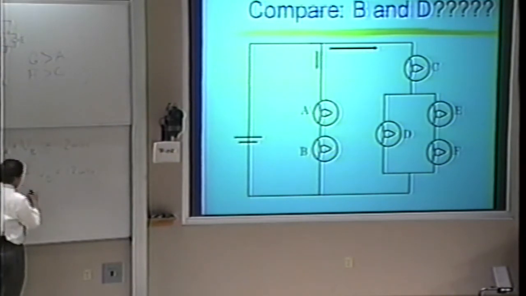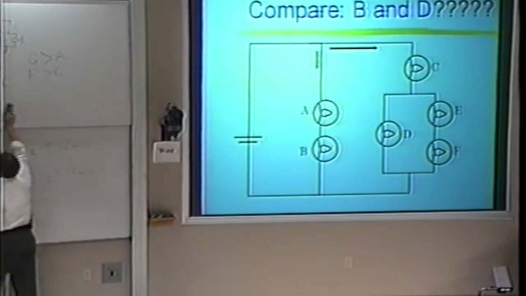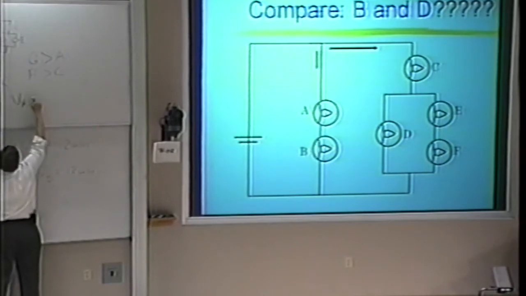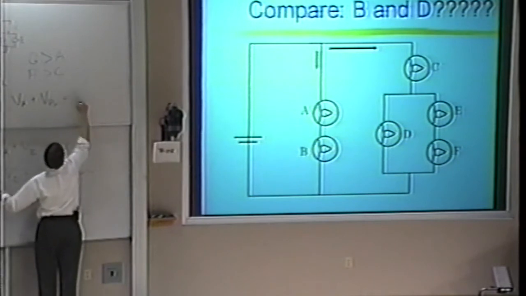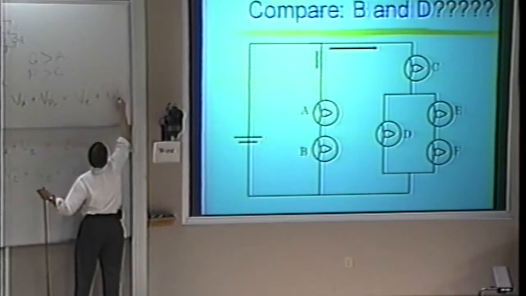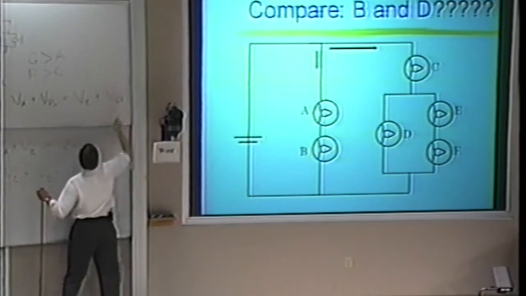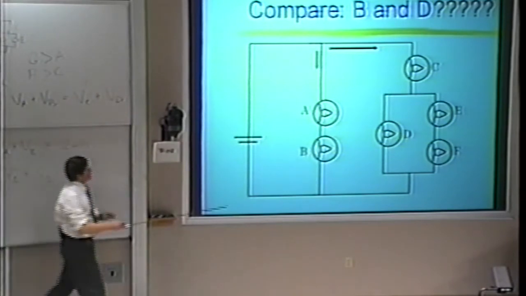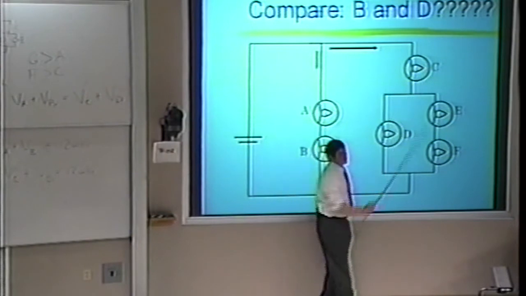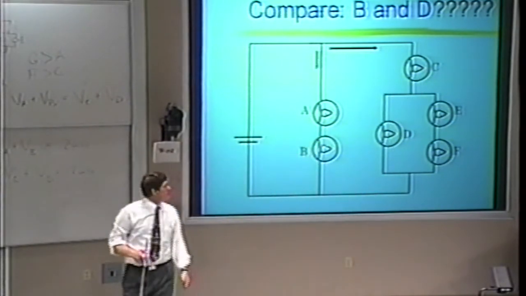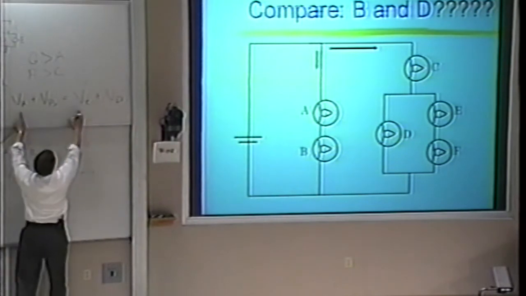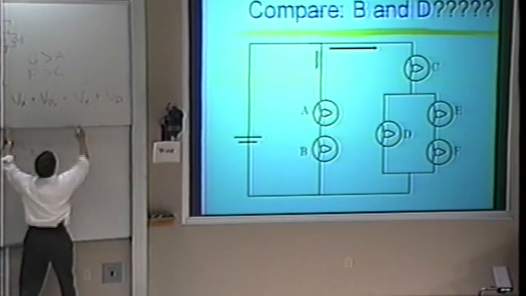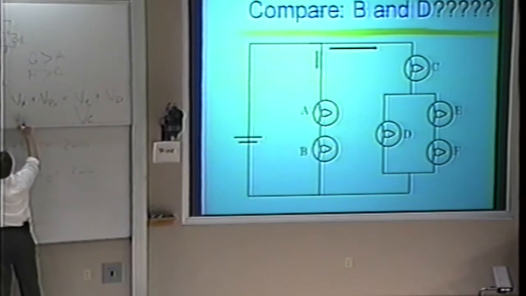Since these are both 12 volts, I can write it this way. VA plus VB has to equal VC plus VD. And I know, how does A relate in brightness to C? Which is the brighter bulb, A or C? C is the brighter bulb. So when I compare the voltages A to C, which is the bigger voltage? Brighter bulb, bigger voltage. So that means VC is bigger than VA.